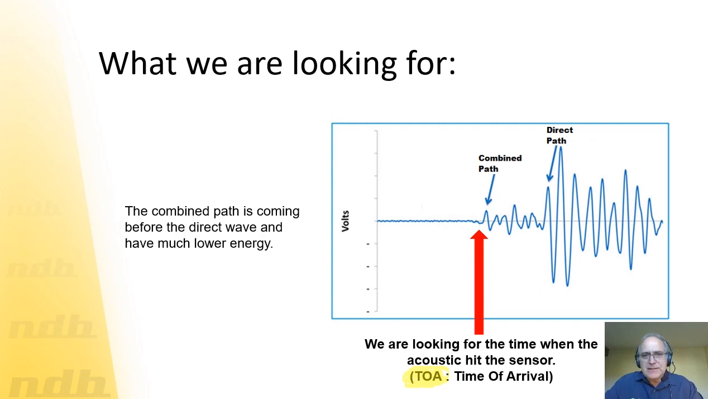So in this example, we can see that we have direct path that comes later after the combined path. The combined path is coming first with lower energy, and then we see the direct path. And what we are looking for is that point here. And that point is the junction between the nothing, let's say nothing, and spark. And when I say nothing, this is an important word because there won't be nothing in the transformer. The transformer is energized, and this is our challenge.